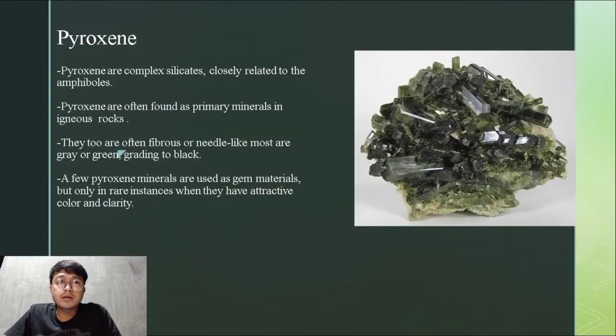Pyroxene. Pyroxenes are complex silicates closely related to the amphiboles. Pyroxenes are often found as primary minerals in igneous rock. They too are often fibrous or needle-like. Most are gray or green-gray, grading to black. A few pyroxene minerals are used as gem materials, but only in rare instances when they have attractive color and clarity.